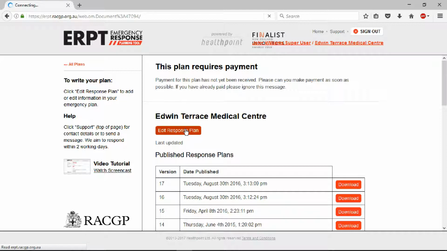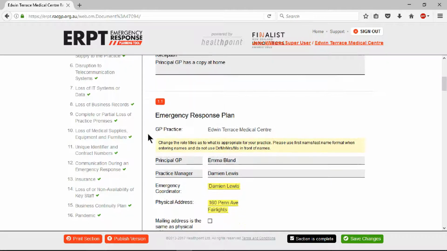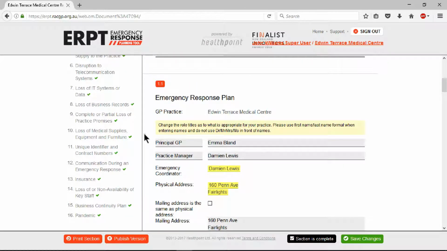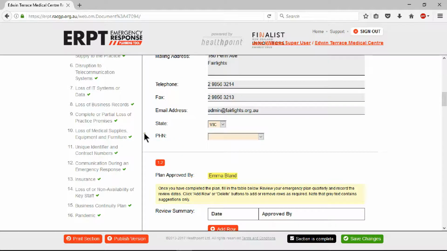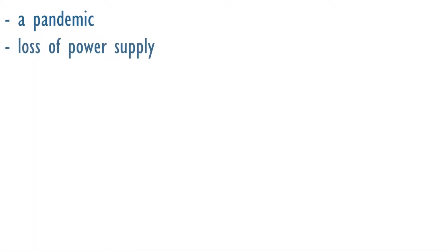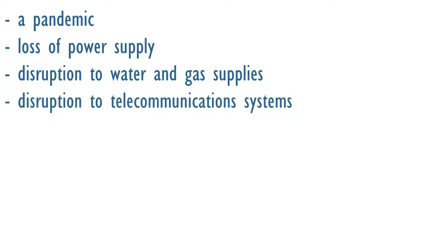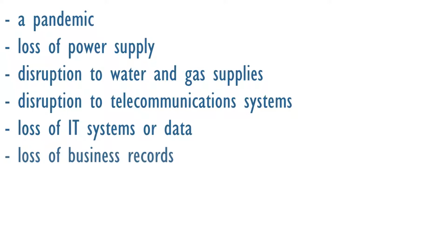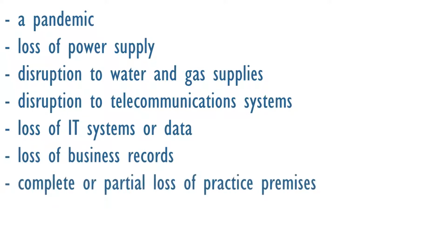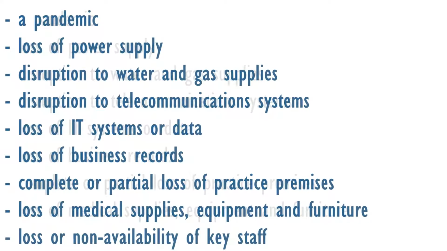Maintaining an up-to-date emergency plan helps ensure the safety of your staff, the smooth recovery of your practice, and reduces the risk of financial loss. To ensure business continuity, the ERPT provides suggested contingency measures for staff, so that in the event of an emergency, they will know how to respond to a pandemic, loss of power supply to the practice, disruption to water and gas supplies, disruption to telecommunications systems, loss of IT systems or data, loss of business records, complete or partial loss of practice premises, loss of medical supplies, equipment and furniture, loss or non-availability of key staff.